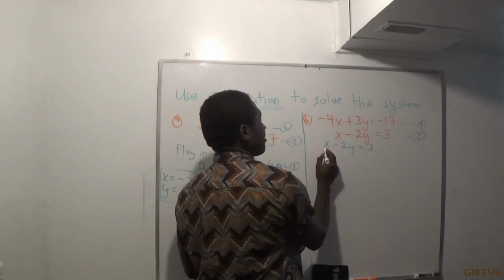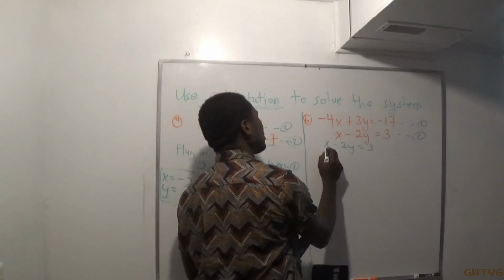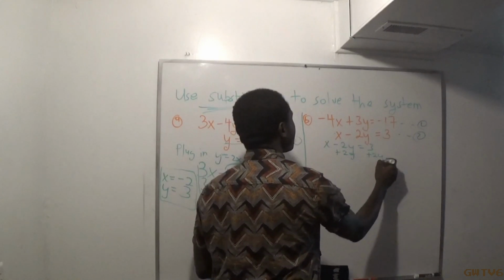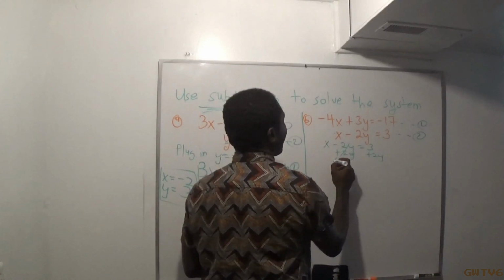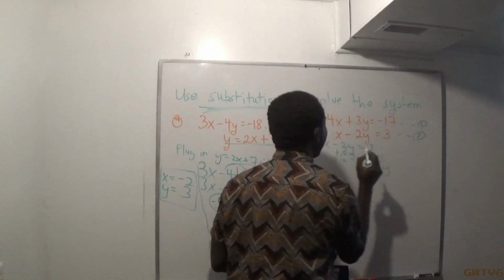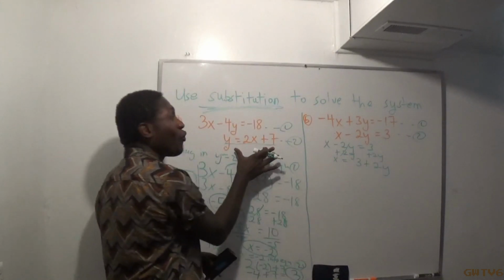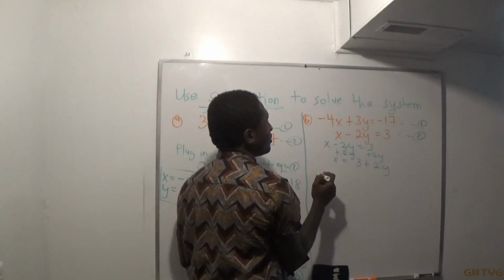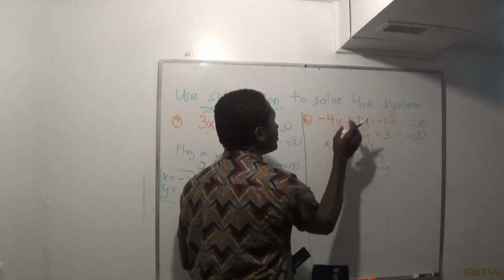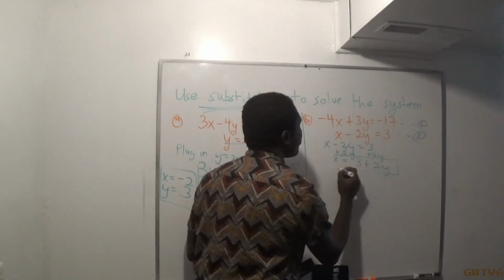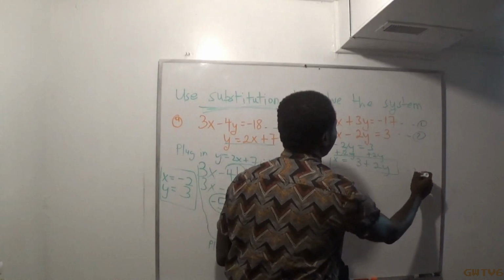If I'm solving for x, that means I have to get rid of whatever is close to x. So I'm adding 2y on both sides. This cancels out, so I have x equals 3 plus 2y. I chose to solve for x using this equation. So now I have x equals 3 plus 2y. Let me just say equation number 3.